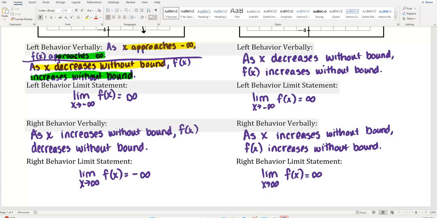Here's what we should have. Left is as x decreases without bound, f of x increases without bound. There's your limit notation there. Limit as x approaches negative infinity of f of x equals infinity. For right behavior verbally, you've got as x increases without bound, f of x increases without bound, and the limit as x approaches infinity of f of x equals infinity.